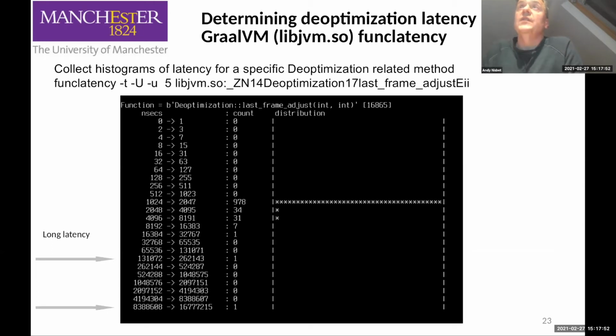Next up, we can use the standard funclatency tool to identify histograms of execution latency related to deoptimization in libjvm.so. And obviously, we identified that last frame adjust is one of the most frequently executed deoptimization methods. So here we look at the histogram of its execution latency, and we can see that although it has a lot of executions with reasonable performance, there are some long latency executions that do occur less frequently. The tool does this by instrumenting function entry and exit, and timing the difference between them.